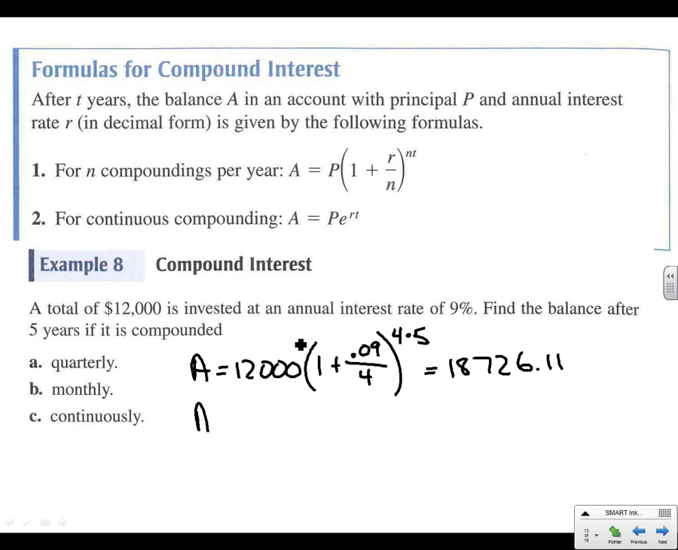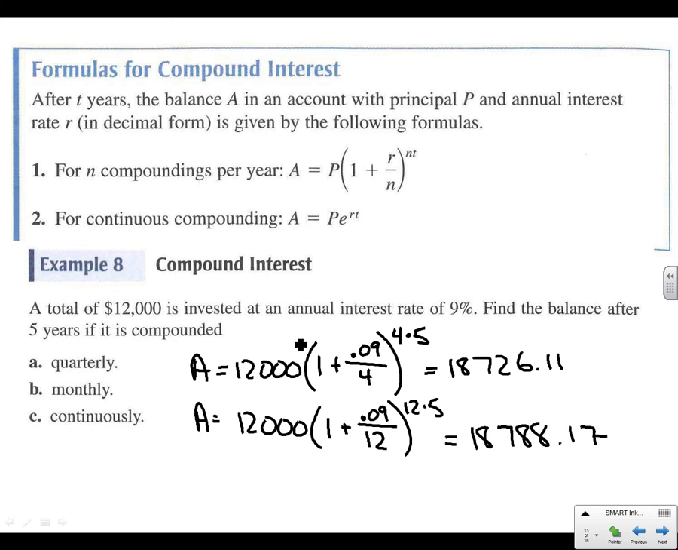Let's take a look at the second one here. The principal stays the same. The 0.09 stays the same. We're still getting 9% interest. But this time we're going monthly, which means that not 4 times a year, but 12 times a year we get our interest, and so then 12 times 5 for our exponent. Doesn't change our answer that much. We change to $18,788 and 17 cents. So we are getting an extra $60 a year, but not a crazy increase.